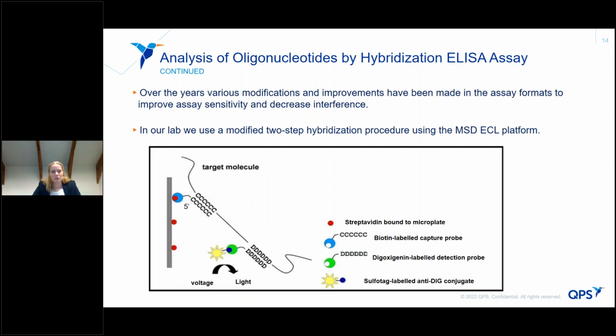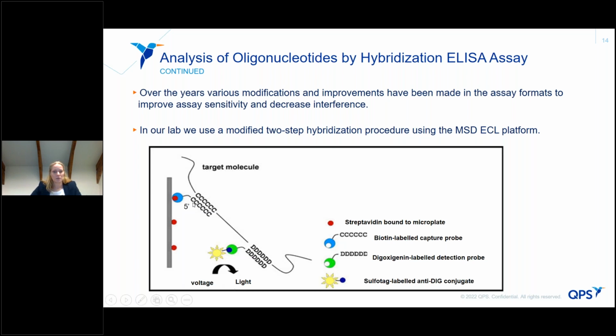So over the years, various modifications and improvements have been made in the assay formats to improve the assay sensitivity, but also to decrease interference. In our lab, we use a modified 2-step hybridization procedure using the MSD ECL platform. The nice thing about this is that it increases your dynamic range, which allows for less further dilution. So below is a schematic picture of it.